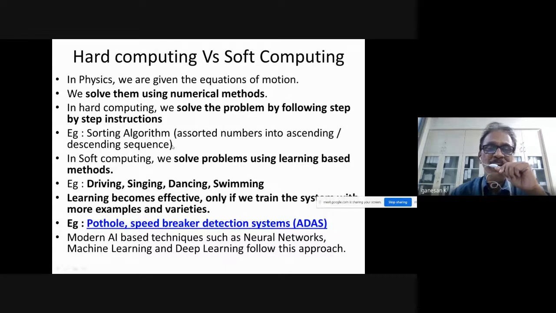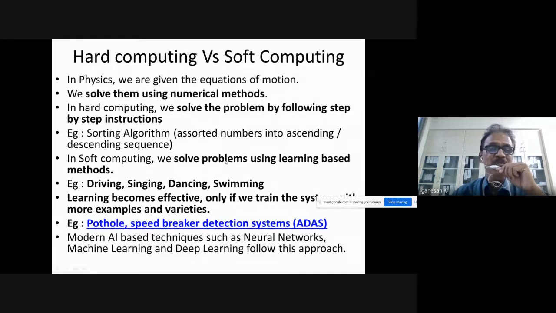You may choose any programming language you like, or any hardware, which may be embedded hardware, GPU or CPU, multi-core, parallel program, doesn't matter. But at the end of the day, there is an algorithm, a step-by-step procedure through which your input goes through, and finally you get the output. This conventional approach, for ages, people were thinking is the best way of solving problems, and this is called hard computing.